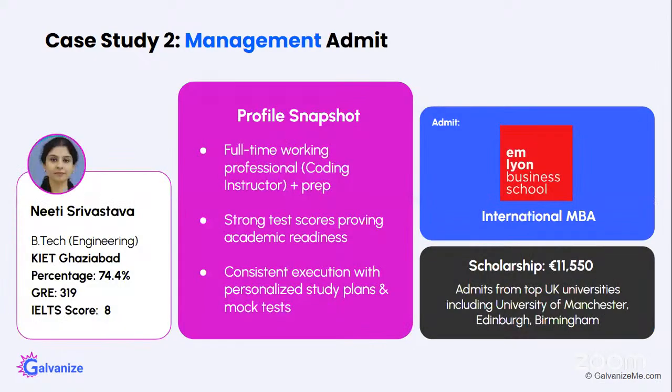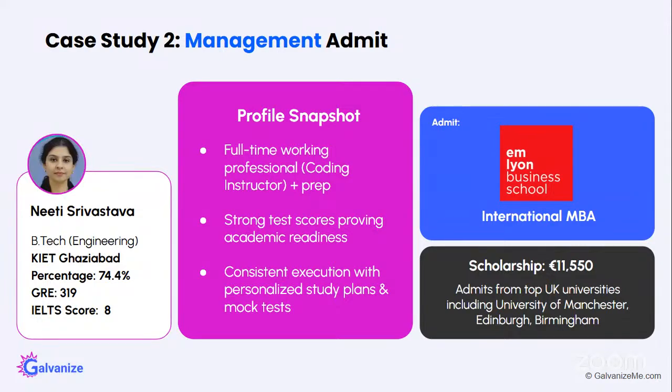And the next is Niti Srivastava. So I'm going to give you a mix of all three profiles. Say the first one was MS, the second is MBA. Interestingly, at Emlyon Business School, Niti was also able to get a scholarship of 11,550 euros. Apart from that, she has also got into top UK universities, including the University of Manchester, Edinburgh and Birmingham.